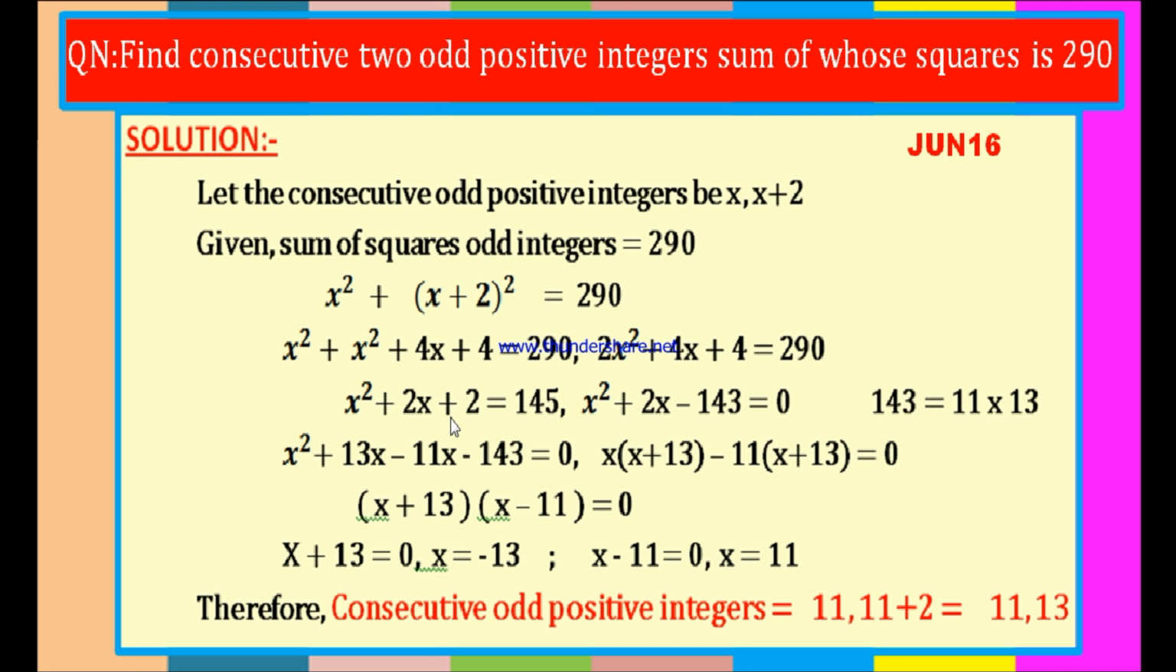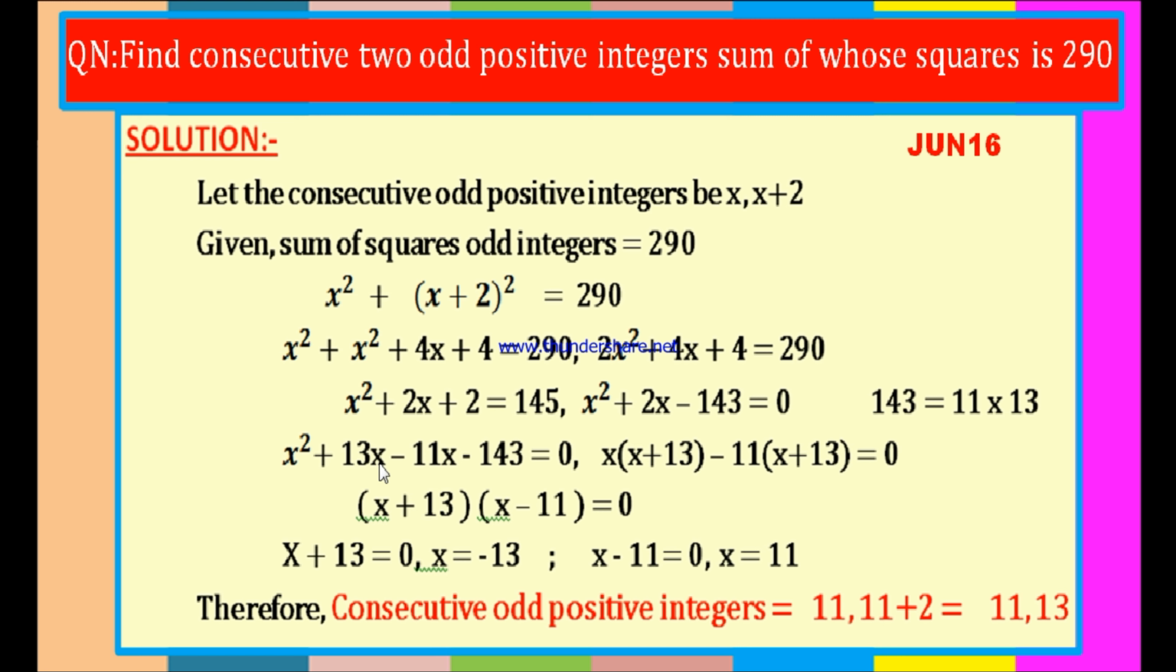Take this 145 also to the LHS. Then x square plus 2x plus 2 minus 145, which is minus 143, is equal to 0. Because the sign of 143 is minus, the difference of the factors should be equal to plus 2. Therefore, you can write 143 as 11 into 13, whose difference is 2. You can write this 2x as minus 11x and plus 13x. x square plus 13x minus 11x minus 143 is equal to 0.